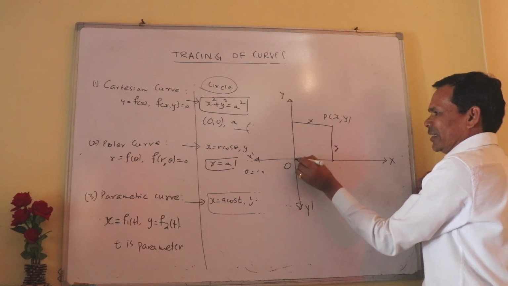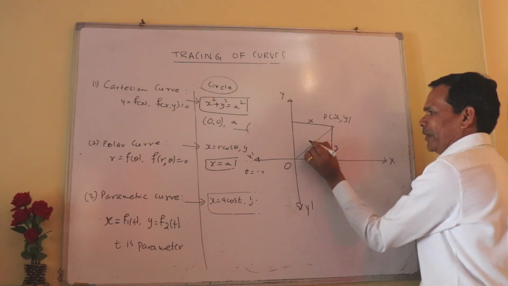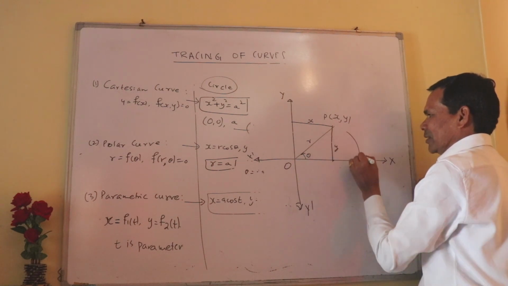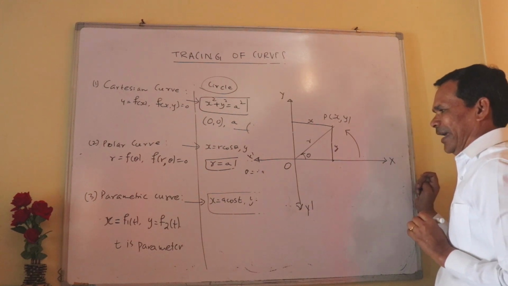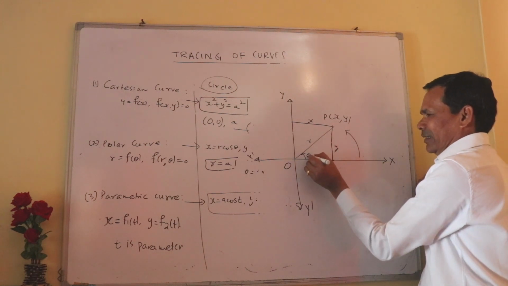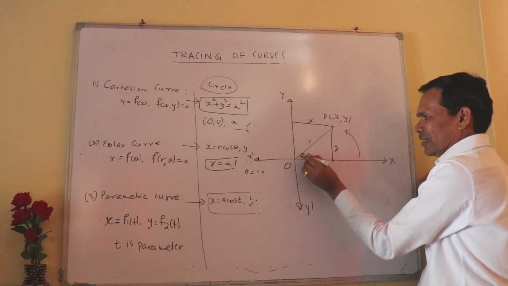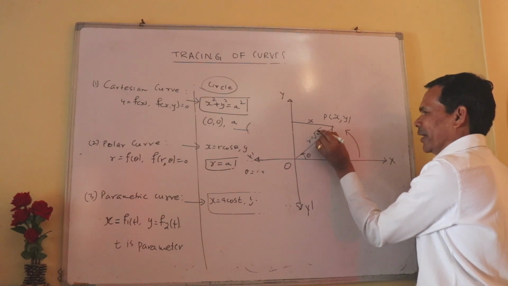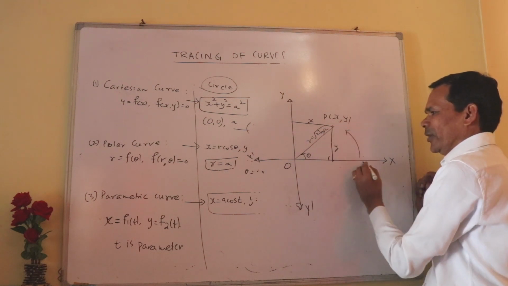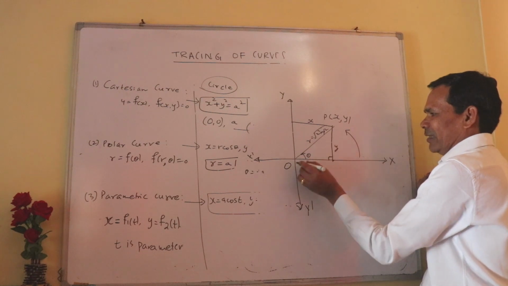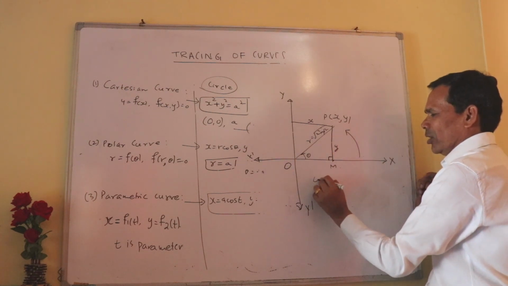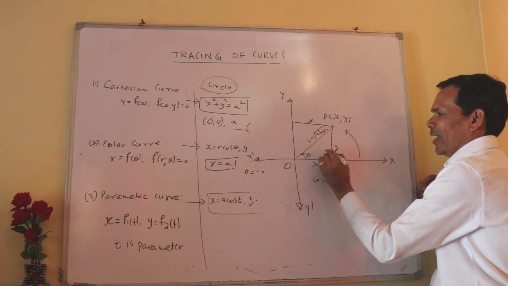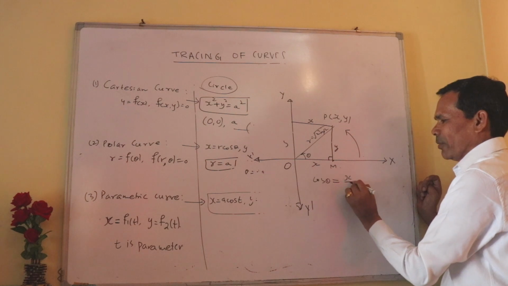Similarly, if you would like to designate r and theta, I join O and P. This distance is r, this angle is theta, in the anti-clockwise direction. r is this length, it is root of x square plus y square. And if you take this right angle triangle OPM here, then cos theta is x upon r, and this is y, so x upon r.